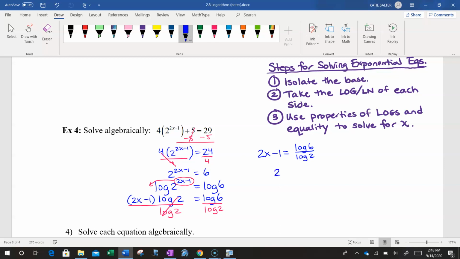We would then add 1 to the opposite side, so 2x is equal to the log of 6 divided by the log of 2 plus 1. And then last but not least, we would divide by 2. Now, if we were to give an exact answer, that would be really ugly because it would be this big complex fraction. So remember, dividing by 2 is the same thing as multiplying by 1/2, so it might be easier to write it like this. We would just say 1/2 times the log of 6 divided by the log of 2 plus 1, and that could be represented as our exact answer.